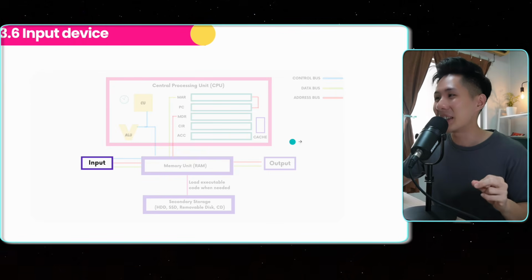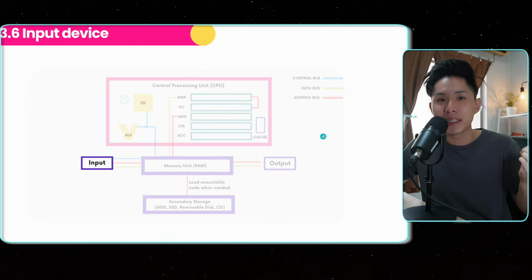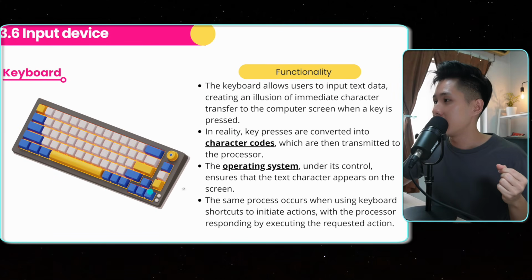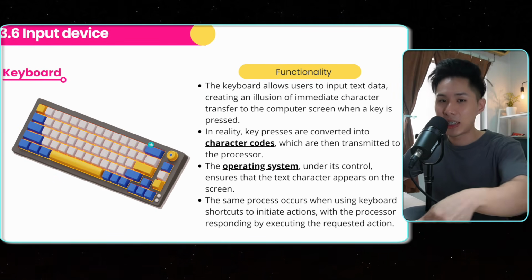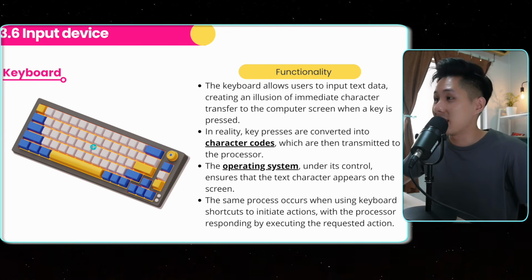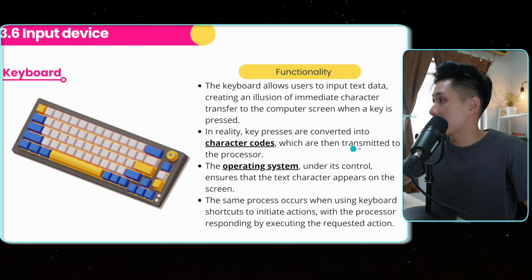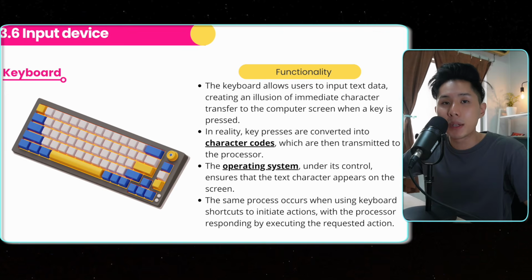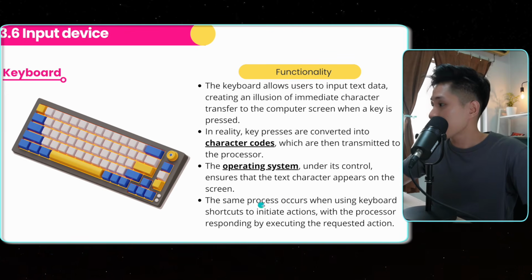So next, input devices. What are the devices that we use to give data into the computer? First is the keyboard. The keyboard here, all of us have one. Just note that each key, once you press it, will be converted to character codes, which are then transmitted to the processor. The operating system, under its control, ensures that the text character that you type in, like Q, E, will appear on the screen.